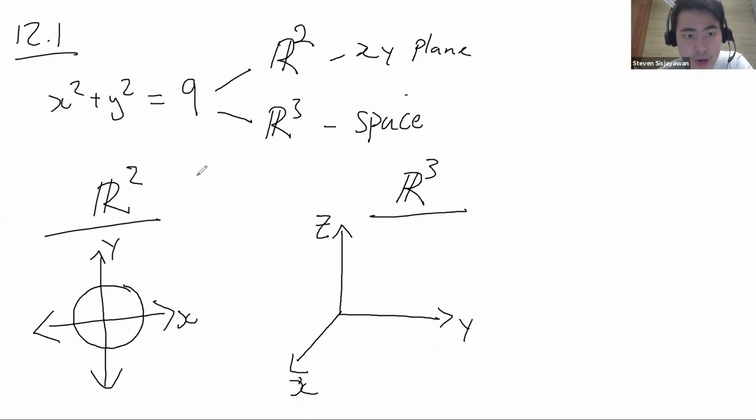If you try to graph x squared plus y squared, it's going to look something like a circle of radius 3. That's not quite great. I'm just trying to see if I can draw this better.